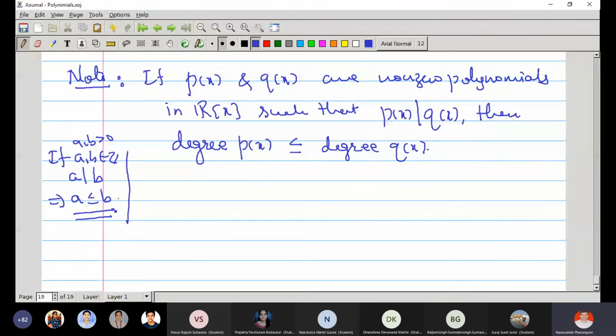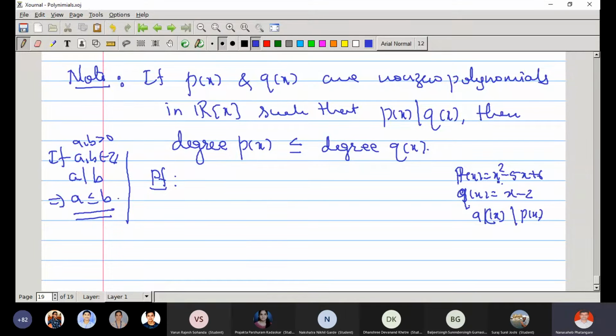And if you look at f(x) = x² − 5x + 6, and g(x) = x − 2, then g(x) divides f(x). Sometimes it may happen that they have the same degree, still they divide each other, right? For example, if I take the same polynomial and just multiply by a constant, then the polynomials have the same degree but they divide each other, right?